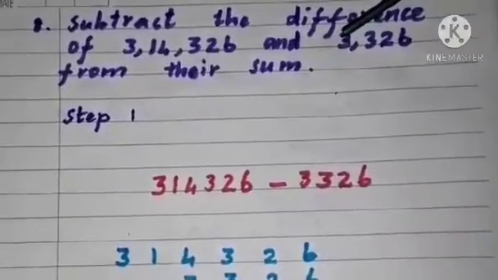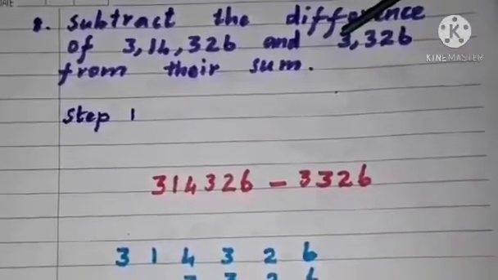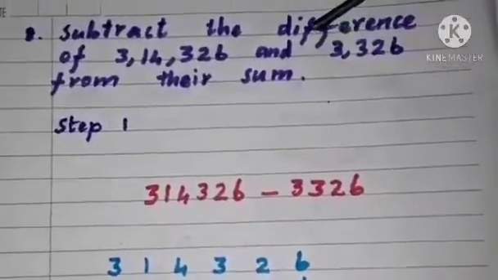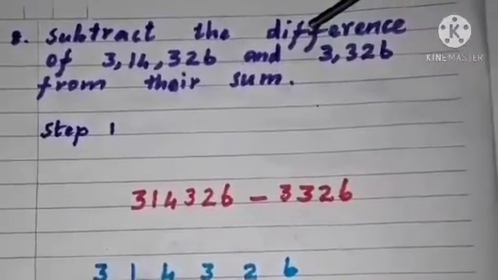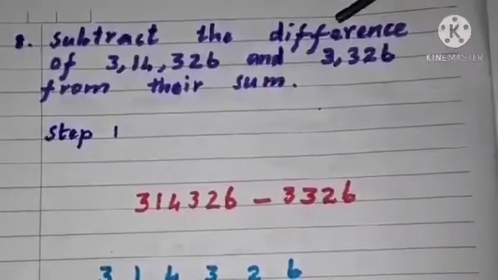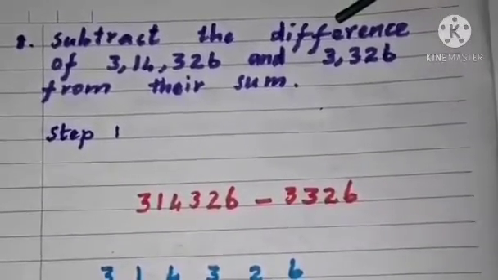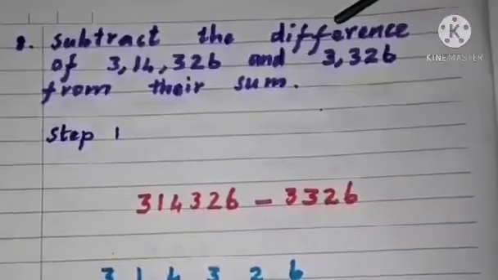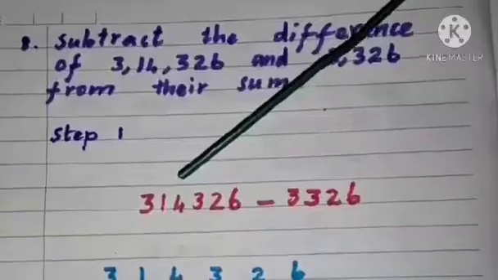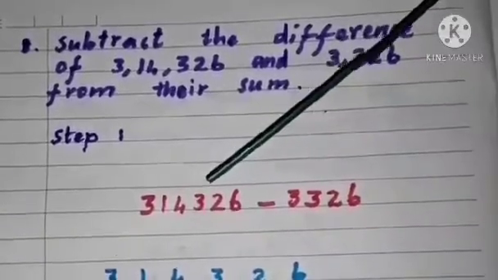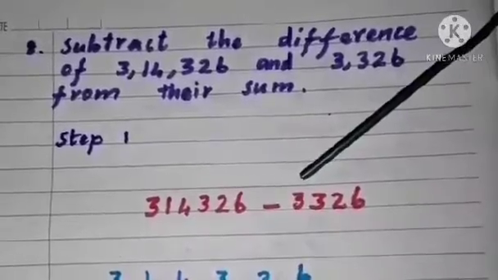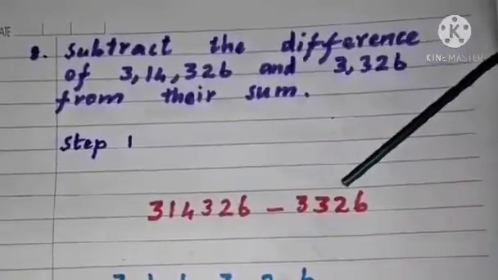Is there any other given information? No. What should we find out now? Is there any keyword here? Yes, that is difference. So we have to subtract the smallest number from the biggest number. That is 3,14,326 minus 3,326.